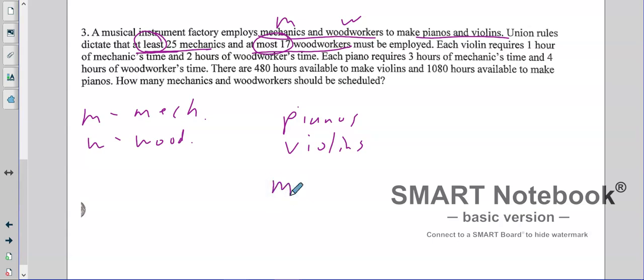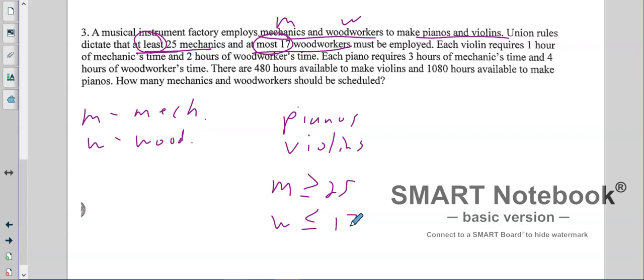At least 25 mechanics. Now you say at least, you want to go less than. Let's say I did that. So at least 25 mechanics. What's less than 25? 20. Is that at least 25? Oh, no. I need more than 25. 25 is the bare minimum, so I want that or bigger. And woodworkers, the most woodworkers is 17. So that's that limit there.